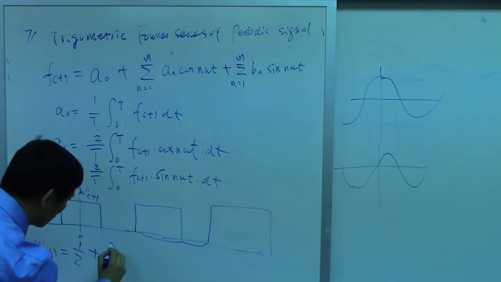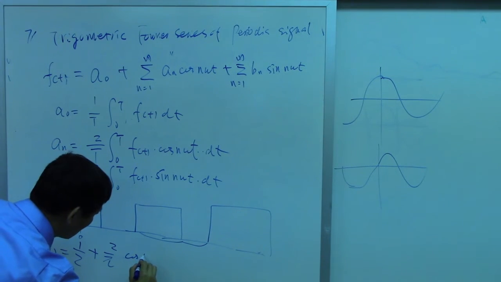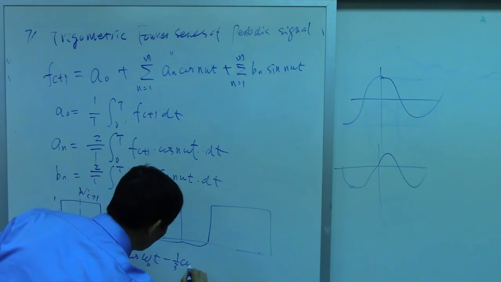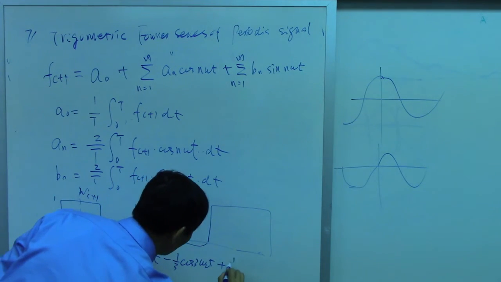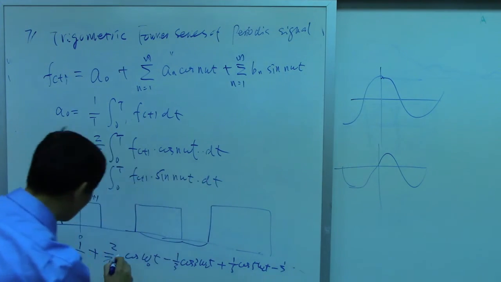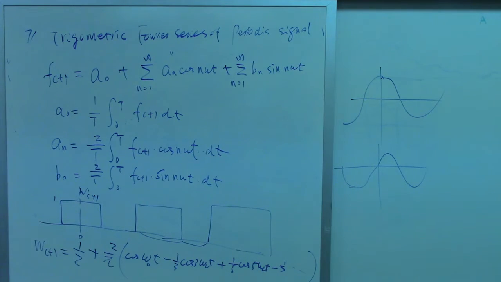So in this case, it will be 2 over pi. The first term is cosine omega 0 t. The next one will be minus 1/3 cosine 3 omega 0 t, then plus 1/5 cosine 5 omega 0 t, then minus 1/7, and so on. So that's a lot, infinite terms. You may ask, what is omega 0? Well, omega 0 times T. What is T? T is the period of the time domain signal. That equals 2 pi. So if you give me this T, then I can easily calculate this omega 0.